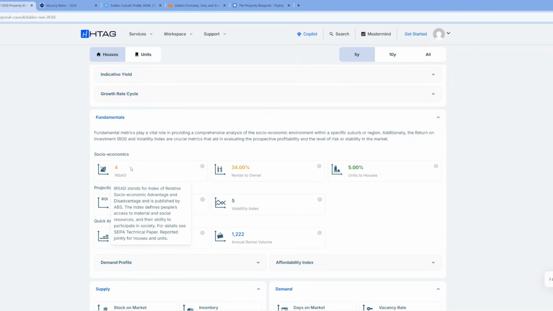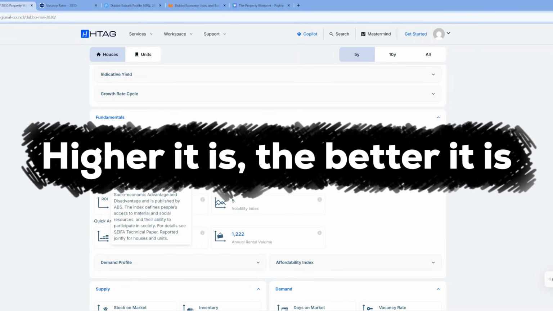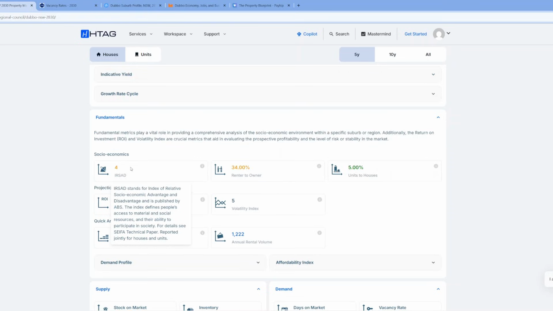I like to look at the socioeconomic score, and the higher it is, the better it is, generally speaking. Now, just because it has a low socioeconomic score doesn't mean it's a bad location to invest into. You just have to be a little bit more careful about the tenants you put into your property. And 4 is a fairly good score. Anything 1, you got to be a little bit wary of, but you can still consider the location for sure.